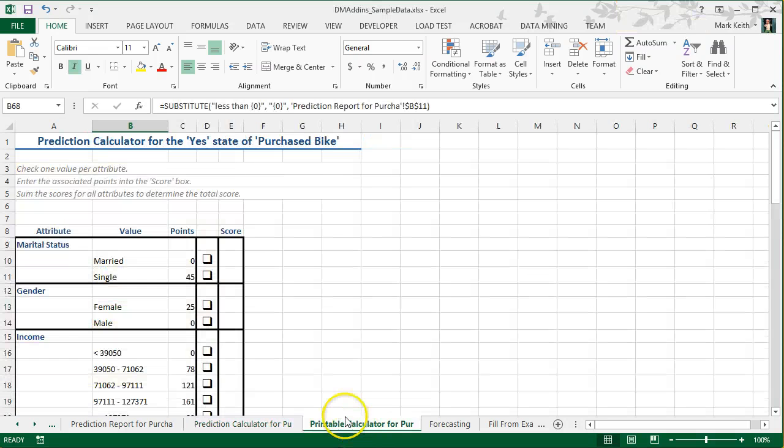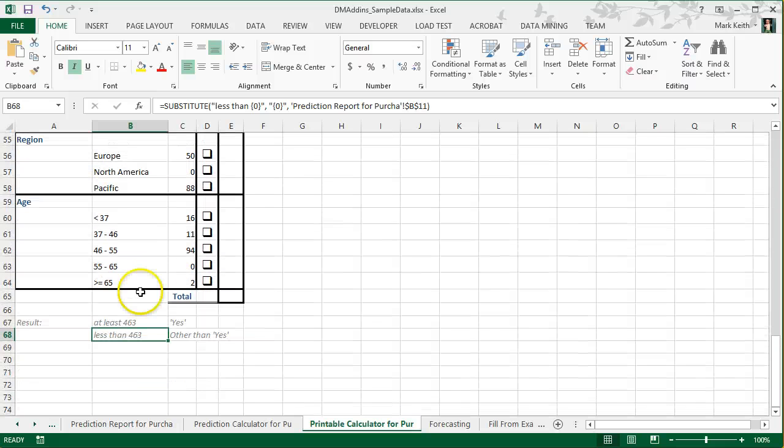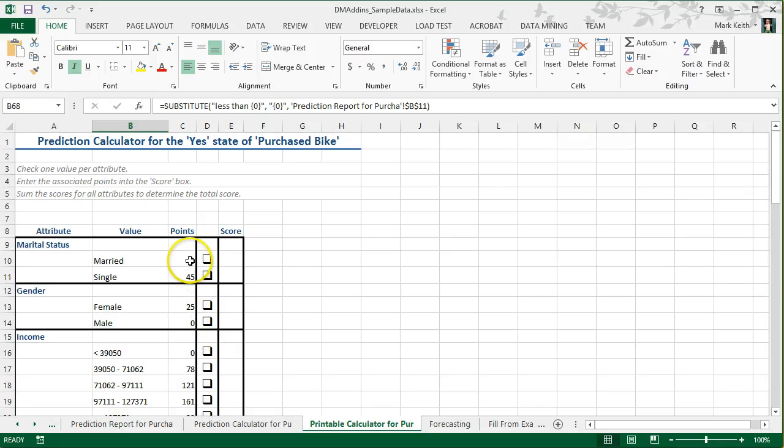Lastly, here's our printable calculator. I don't know that this is really that useful. It's just something someone could print out, check off some scores. There are, I'm sure, some contexts where this is useful, and they can total things up and add up a score, but typically I skip this printable calculator when I run the prediction calculator. Anyway, that's all for the prediction calculator for now.